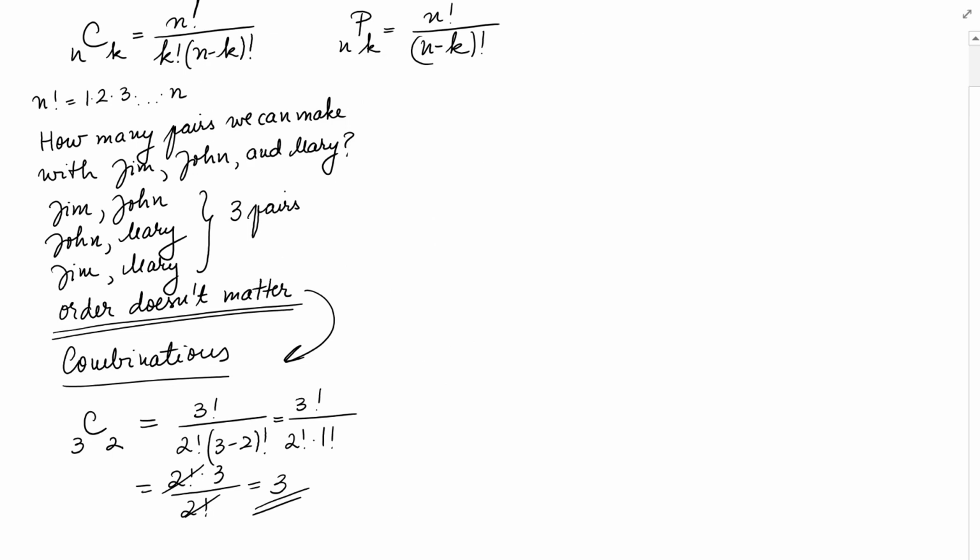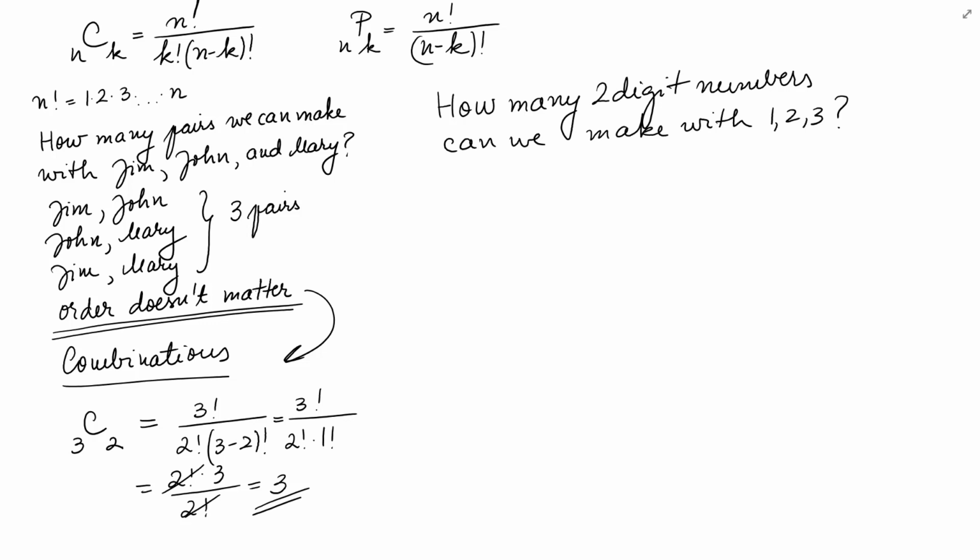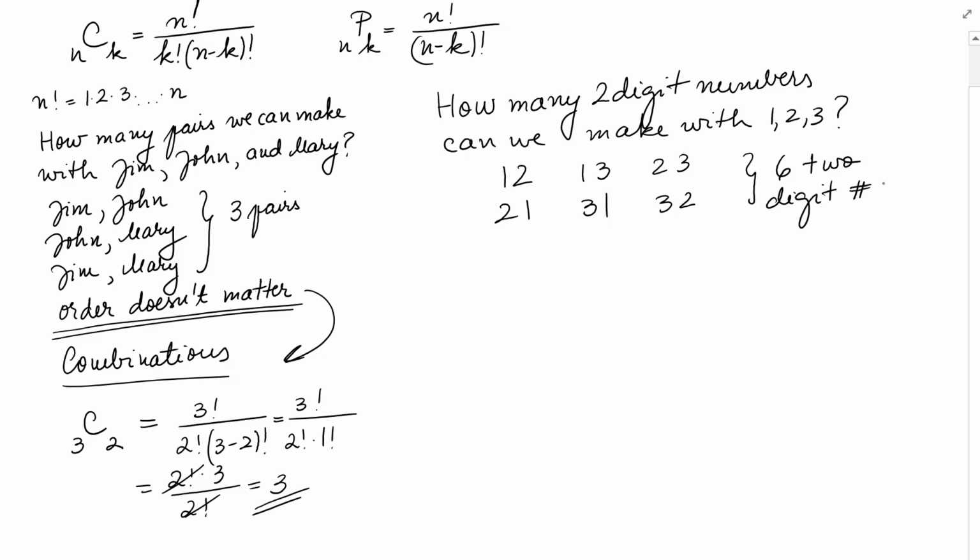Now let's take a look at an example in the other case, for permutations. How many 2-digit numbers can we make with 1, 2, and 3? Again, I chose a small number so that we can illustrate it easily. We can do 12, but we can do 21. We can do 13, but we can do 31. We can do 23, and we can do 32. So basically, we can make 6 2-digit numbers from these 3 numbers, 1, 2, and 3.